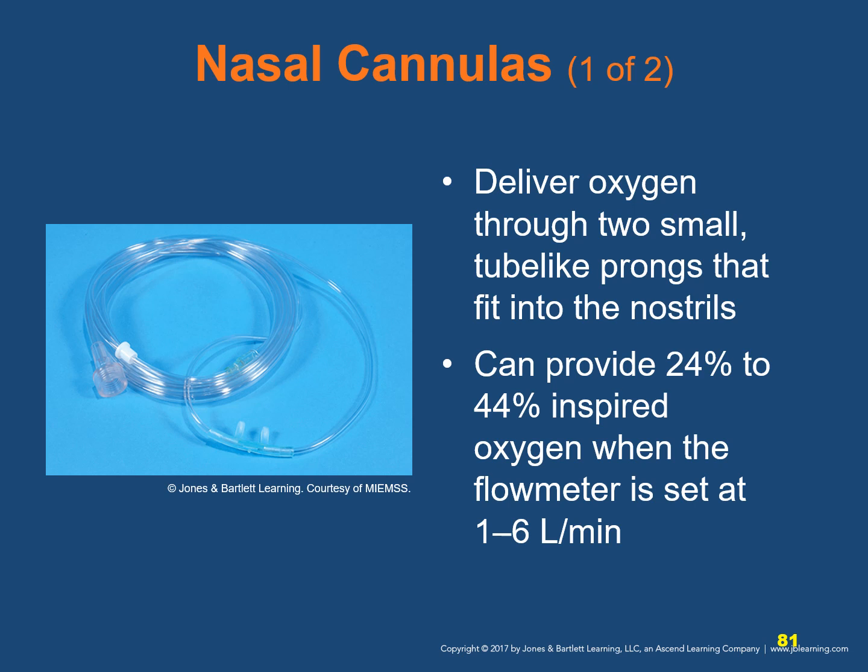Nasal cannulas deliver oxygen through two small tube-like prongs that fit into the patient's nostrils. It can provide 24 to 44% inspired oxygen when the flow meter is set at 1 to 6 liters per minute. For patient comfort, flow rates using a nasal cannula above 6 liters per minute are not recommended.